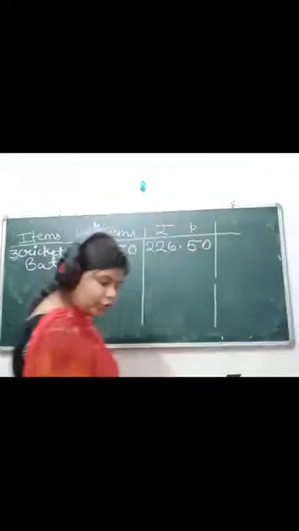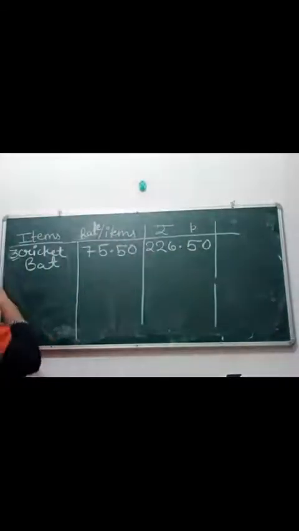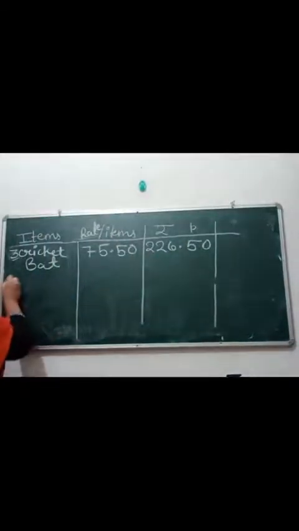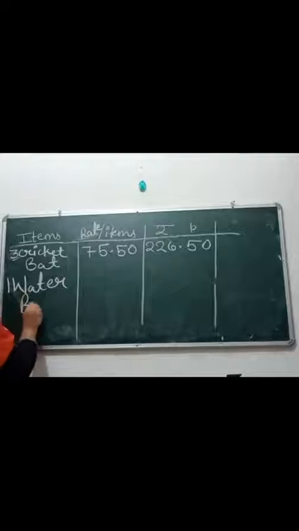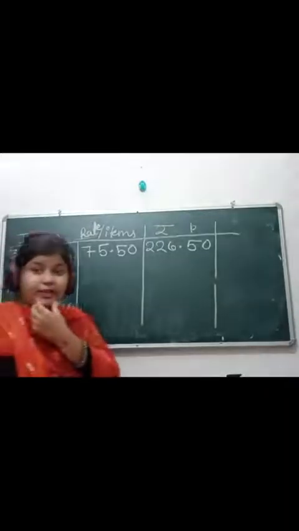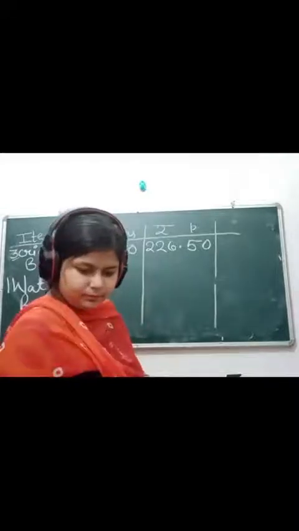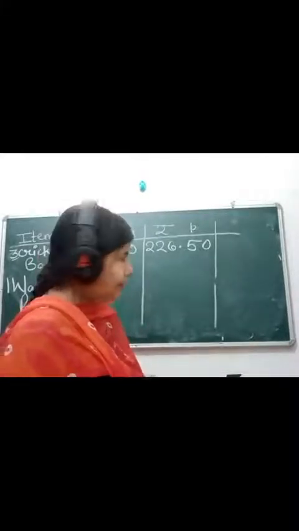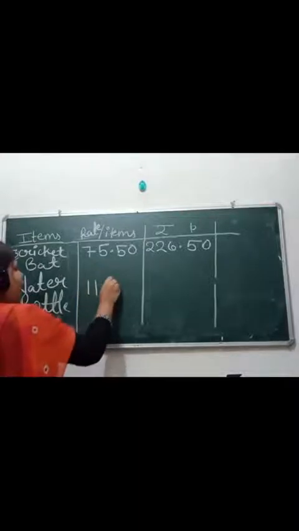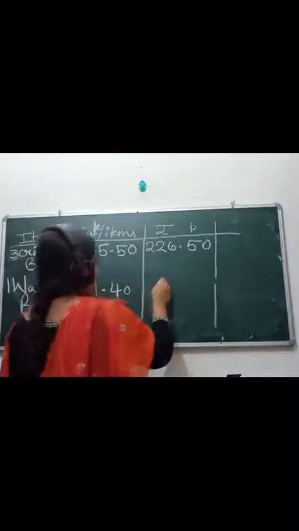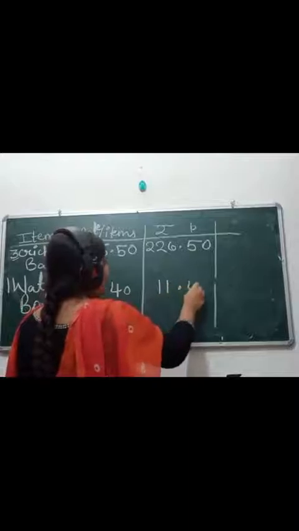Let us find out the cost of one water bottle. So according to that chart, cost of one water bottle is 11 rupees 40 paisa. So we will add 11 rupees 40 paisa here.